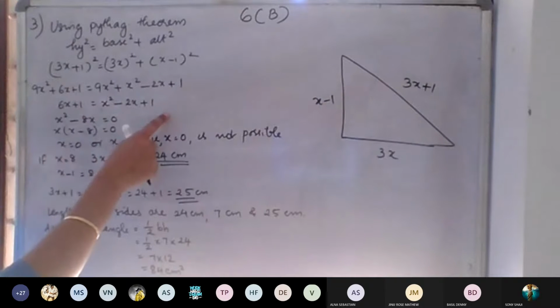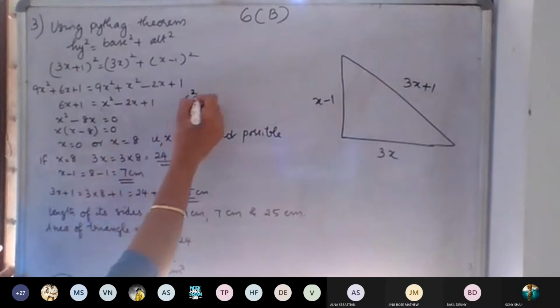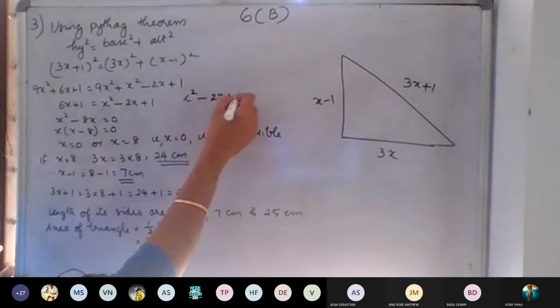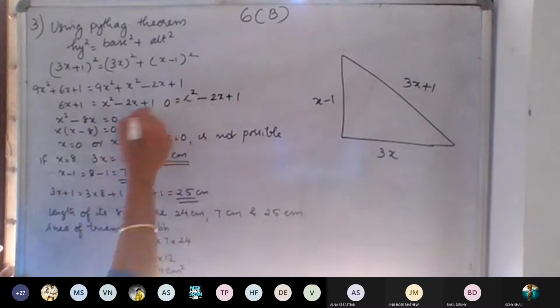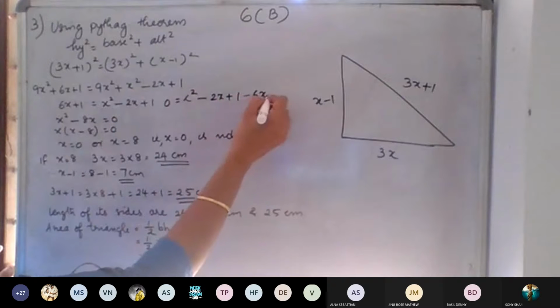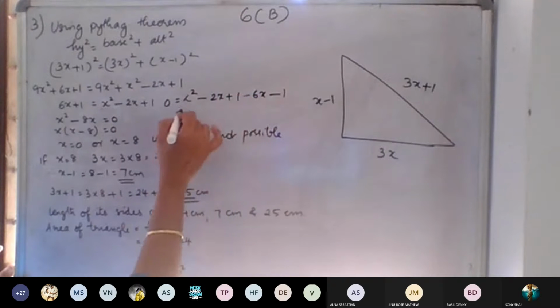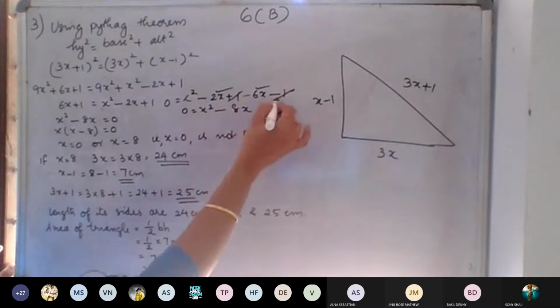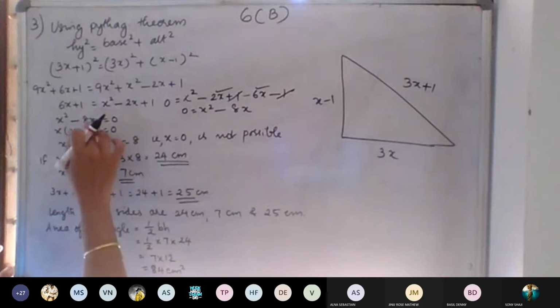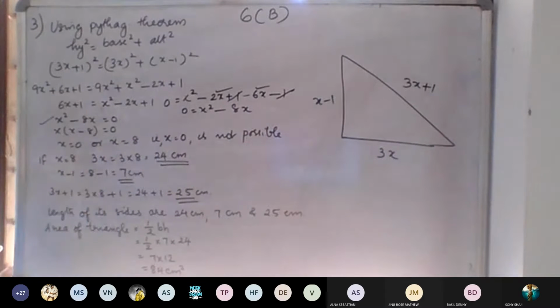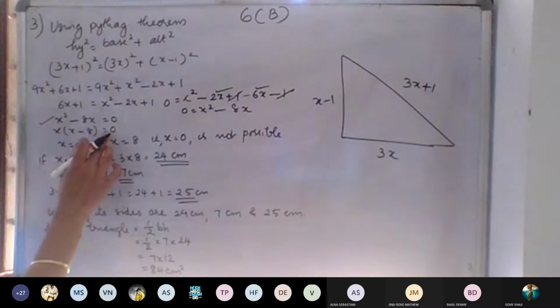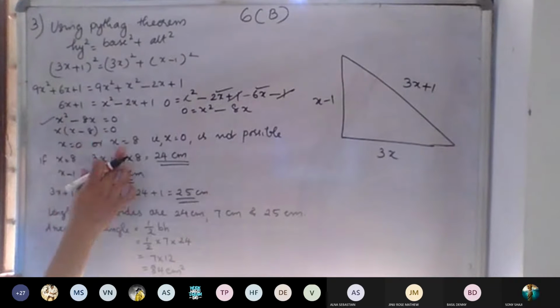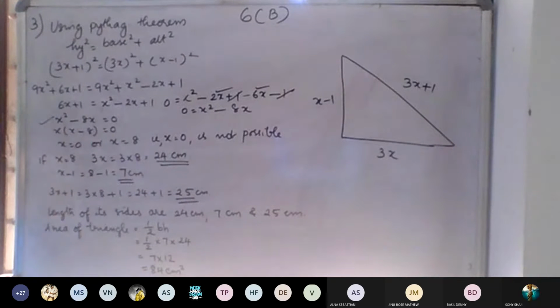So take the 6x to the right side. So it will become x square minus 2x plus 1 on the right side, and here 0. So 6x will become negative 6x, and plus 1 will become minus 1. So 0 is equal to x square minus 8x plus 1 minus 1, cancel. So x square minus 8x is equal to 0. That is written here. That means x common: x into x minus 8 is equal to 0. x is equal to 0 or x is equal to 8. x is equal to 0 is not possible, no? So x is equal to 8.